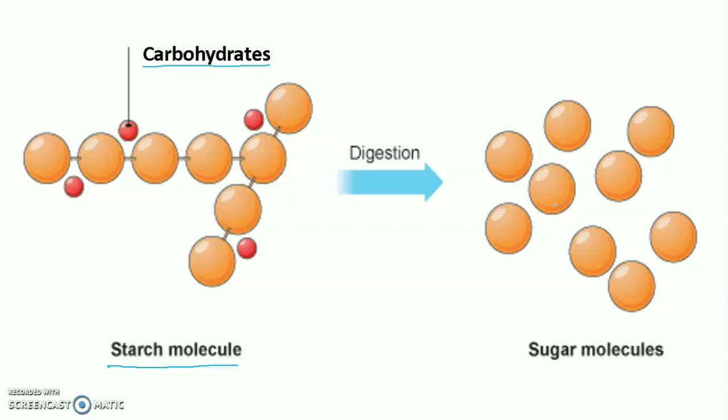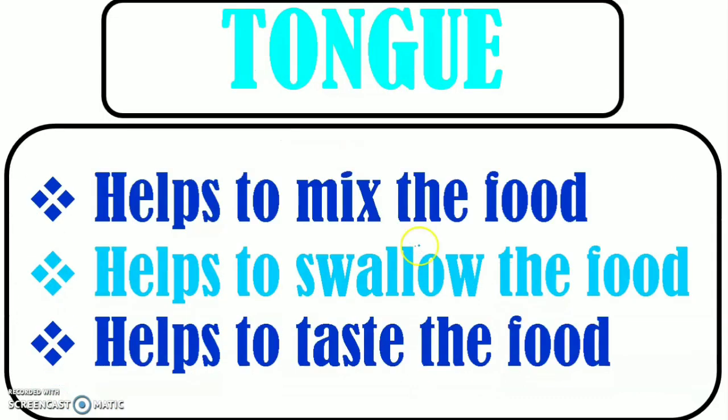So what did I tell you? Digestion is the process in which complex substances form into simpler substances. So this is a large molecule and after digestion it is broken down into smaller molecules and energy is produced. And let me tell you, carbohydrates give us instant energy. Let's talk about the tongue now. The tongue helps to mix the food, then it helps to swallow the food and it helps to taste the food.